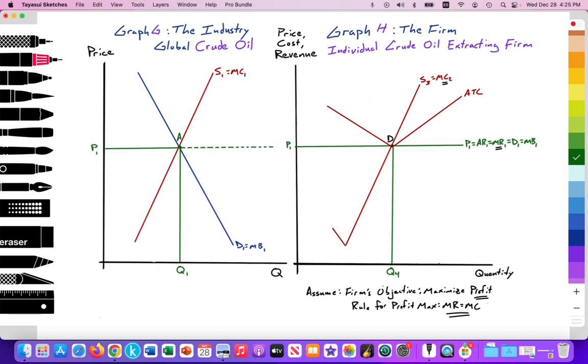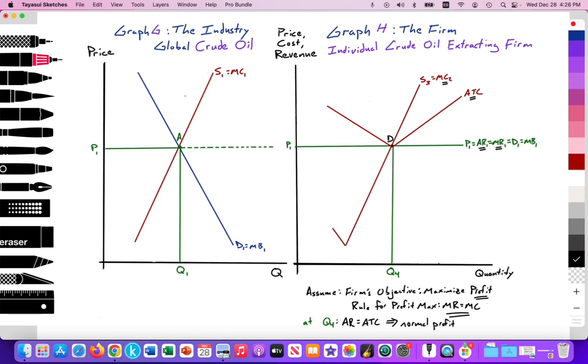Okay, so at Q4, it's profit maximizing. And also at Q4, we see that the average revenue, AR, is equal to average total cost. So at Q4, AR equals ATC, which means that the individual firm is generating normal profit. The price received is covering their implicit and explicit costs.